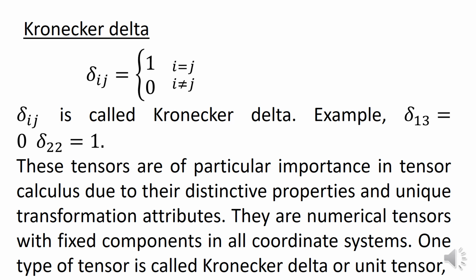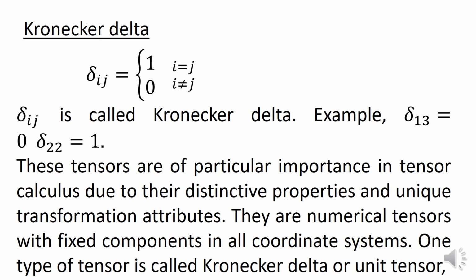We will see what their properties are. Some distinctive properties are there, and unique transformations are observed. They are numerical tensors with fixed components in all coordinate systems, because we know different types of coordinate systems, like Cartesian, cylindrical, and spherical. So they have fixed components. Different types of components are there, but they have fixed components.